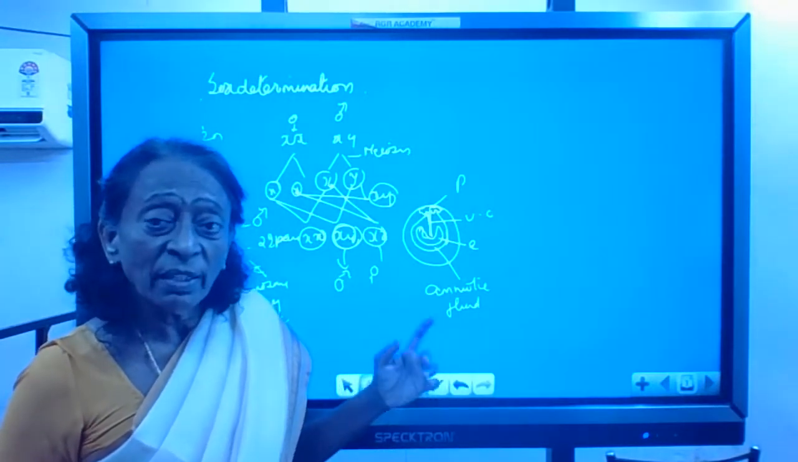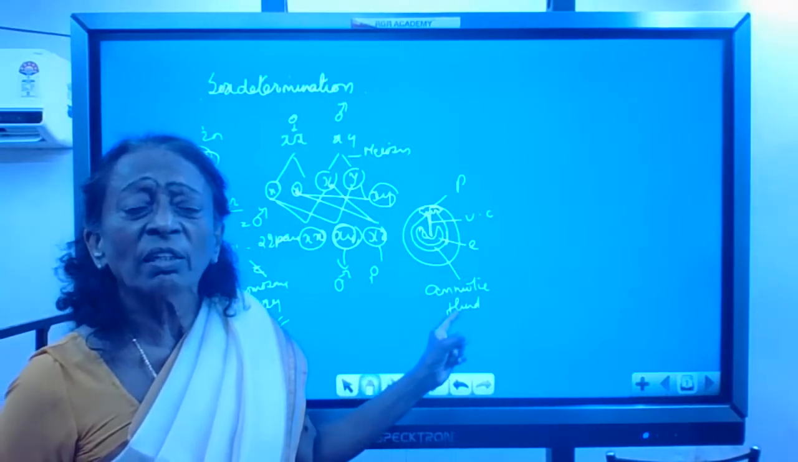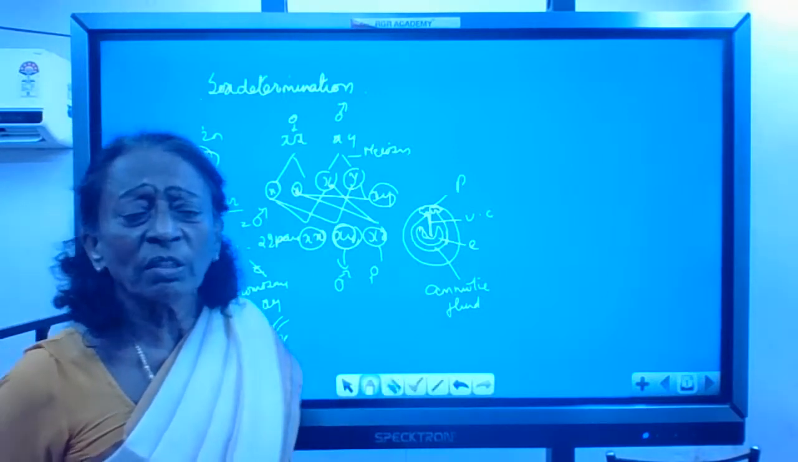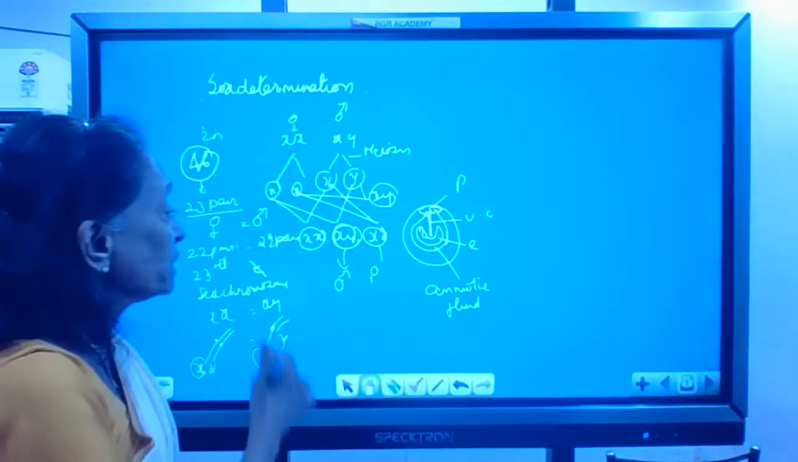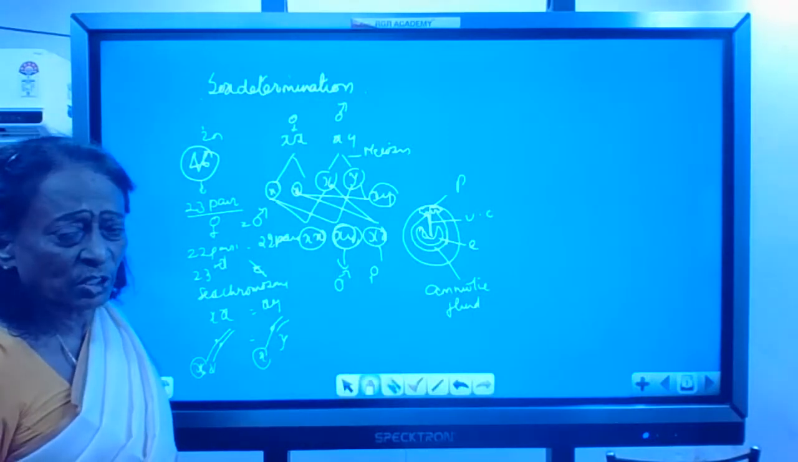So this medical termination of pregnancy should be done carefully. This is one of the reasons for banning amniocentesis. One of the reasons it is banned is that it may lead to the abortion of female embryos. So this is about sex determination and amniocentesis. These points are connected to fertilization.